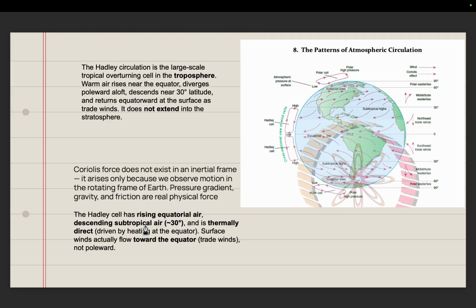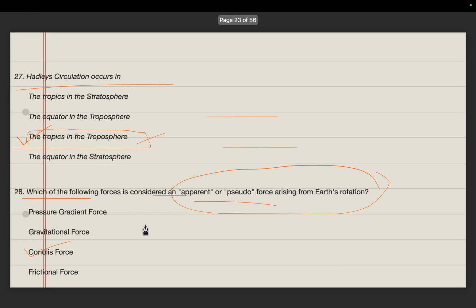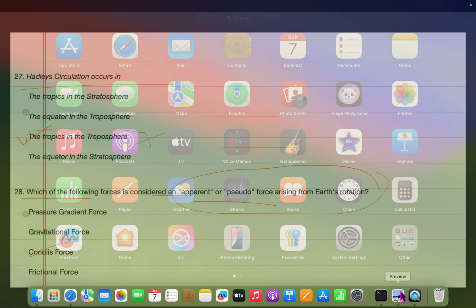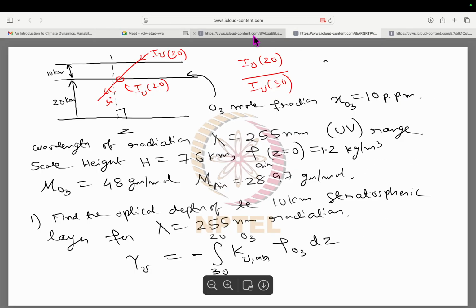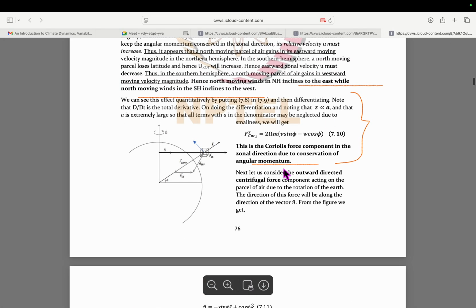What is frictional force here? The frictional force, I guess, what are they calling frictional force?